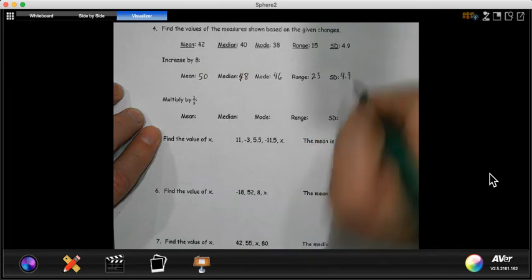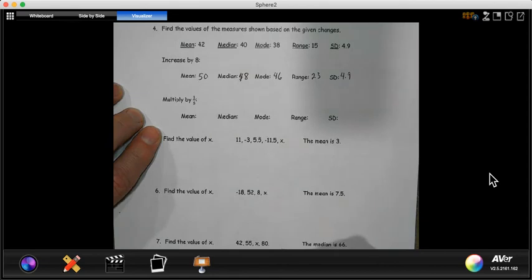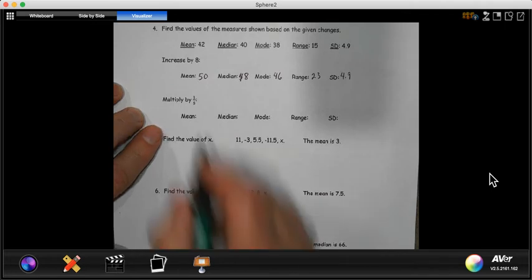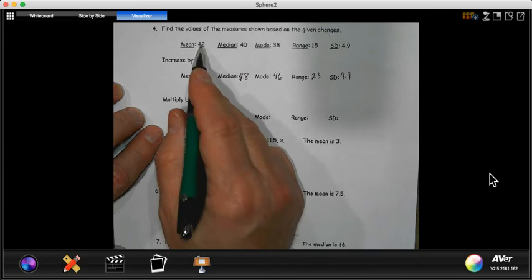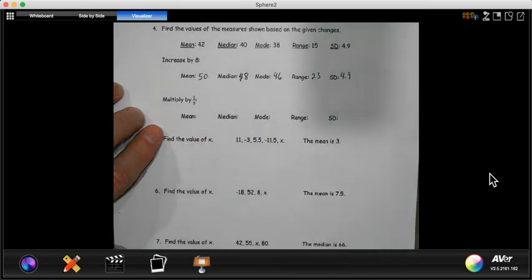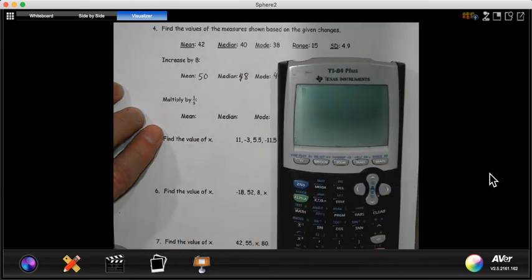It doesn't change. Okay. I think in your homework I might have changed it. Oh well, I'll have to fix that. Multiply by 1/5, so I'm going to cut all the numbers by 5. So take everything and divide it by 5.